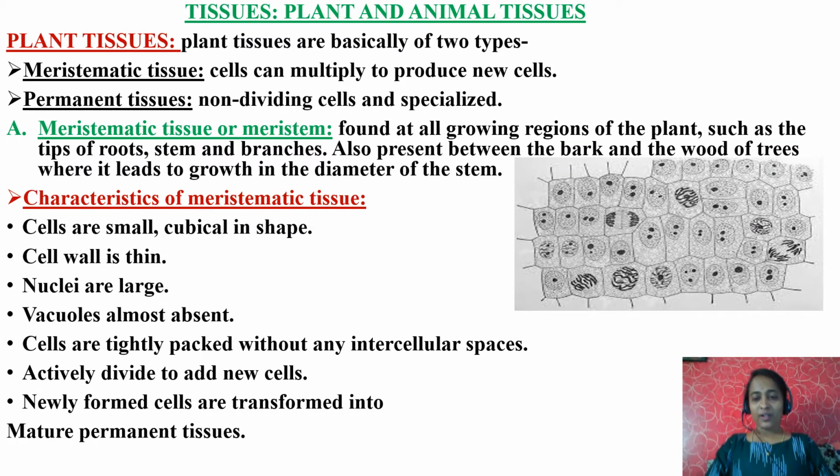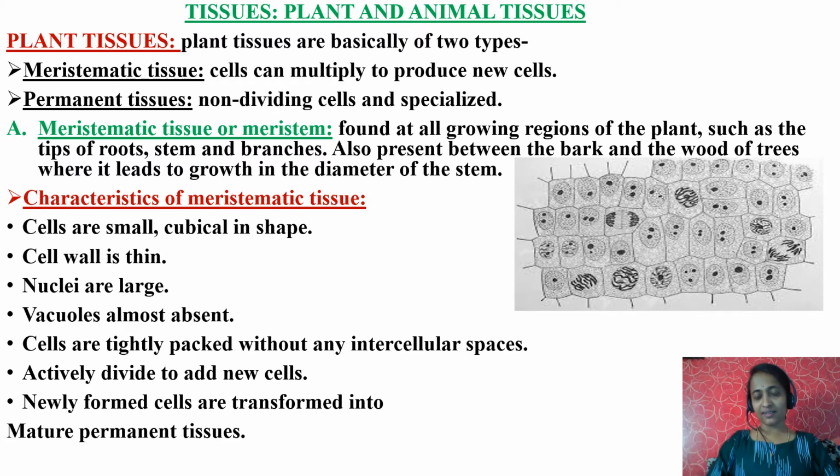What is meant by cell? A cell is a structural and functional unit of life that we know. Then what is tissue? A tissue is a group of cells, either similar or dissimilar, but which perform the same function. So a tissue is a group of cells which perform the same function.